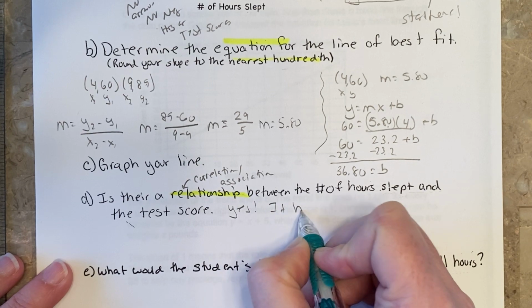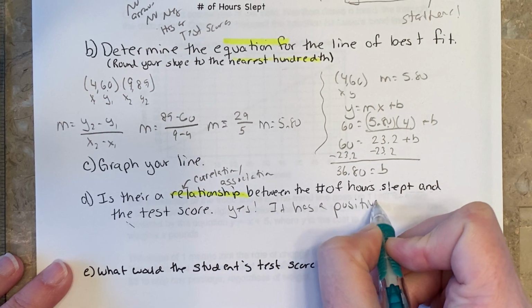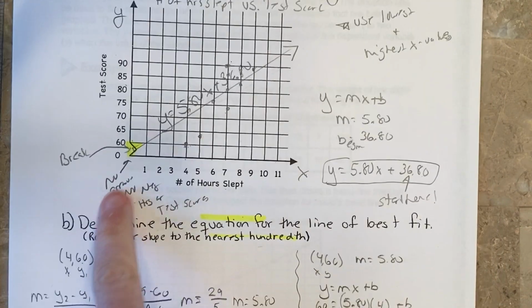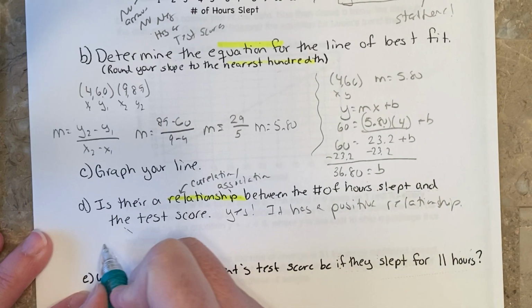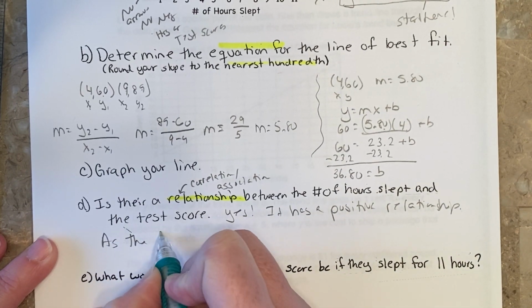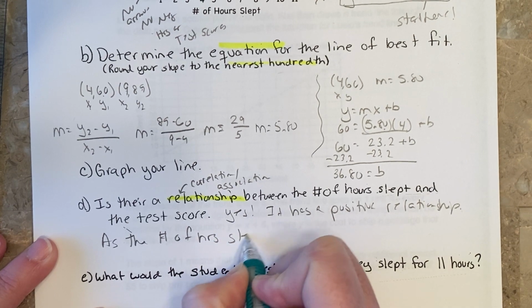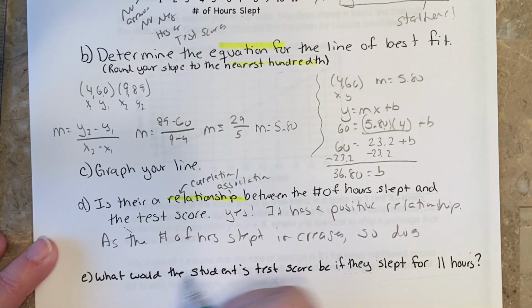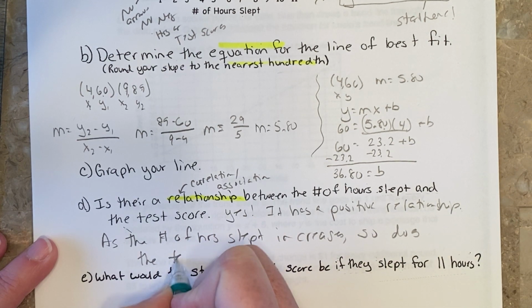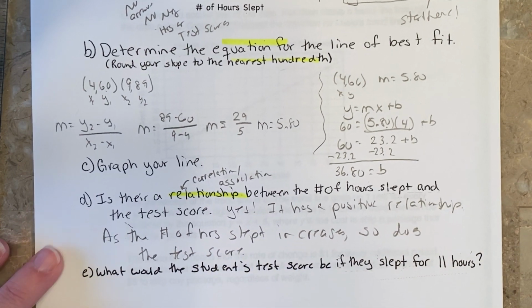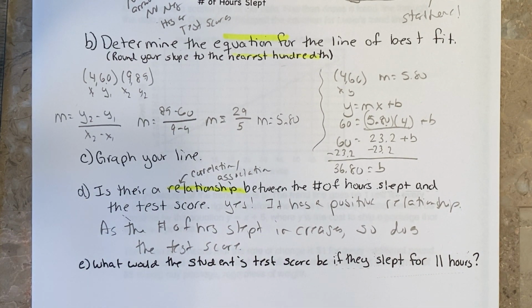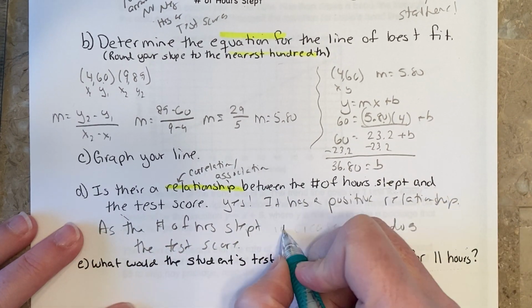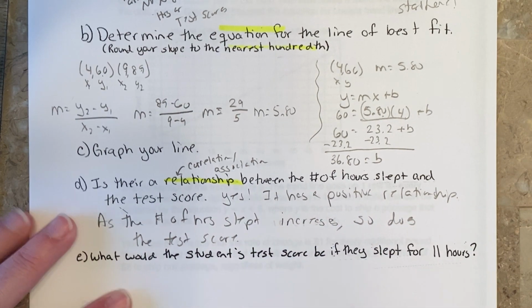Yes, it has a positive relationship. And then I want that sentence, remember, as the x increases, the y increases. So as the number of hours slept increases, so does the test score. Wow, that's really good. So they're saying if you sleep more, you will get better grades. I think that's a great idea. All right, moving on.